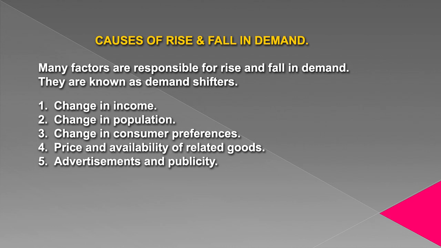Price and availability of related goods. A decrease in the price of a substitute or a related commodity will cause a fall in its demand. For instance, fish is a substitute for meat. A decrease in the price of fish will cause a fall in the demand for meat because the purchasing power of a person increases and they will start buying fish.